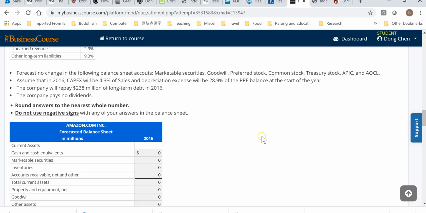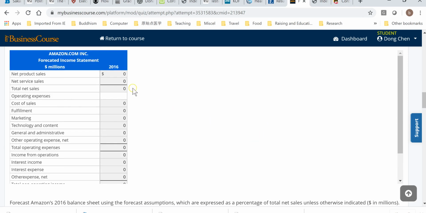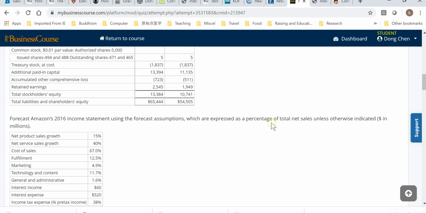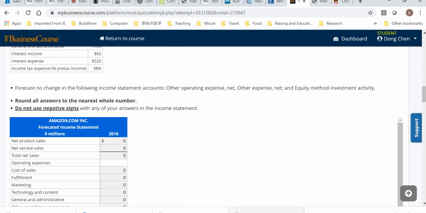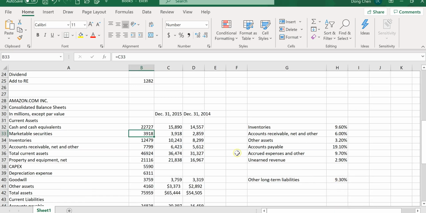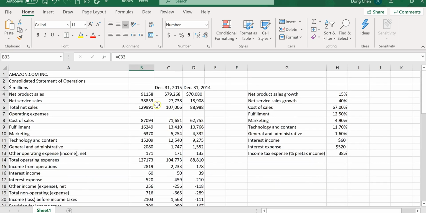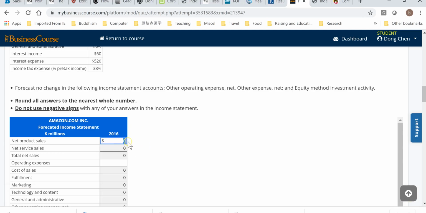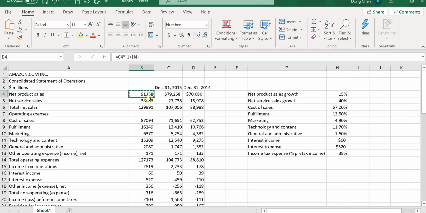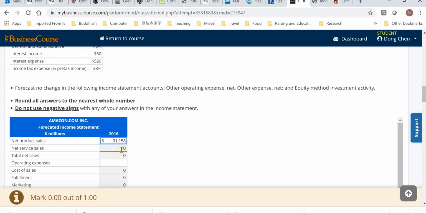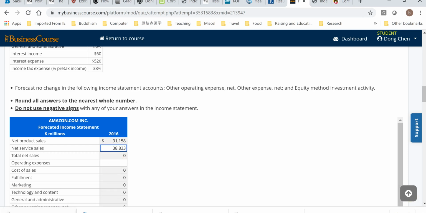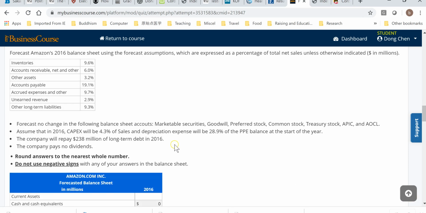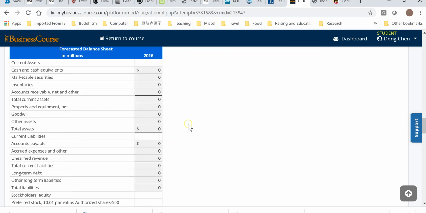So now I can simply copy all the numbers to the blanks. The rest of the job is simply to copy the numbers back to the right place. So we start from the income statement. This is the net product sales, and then we go to net service sales, and we just continue this. So I'm done with copying the income statement, and then I'm going to copy the balance sheet as well.